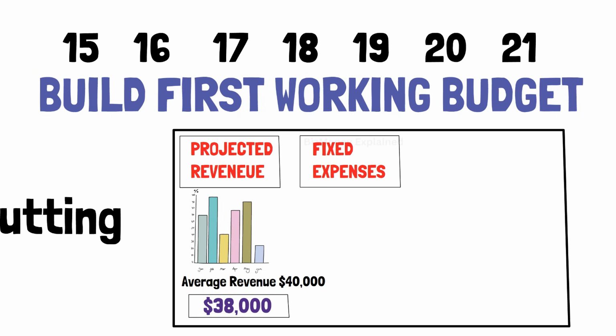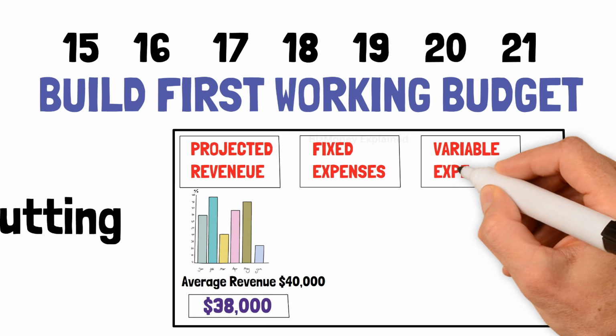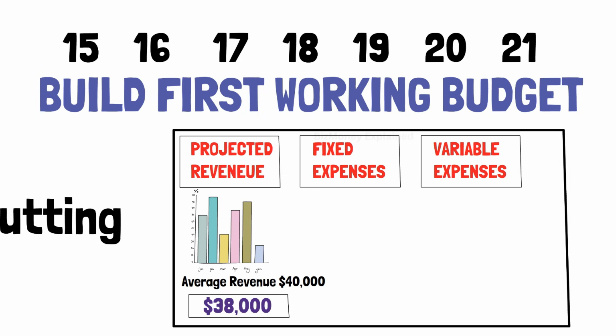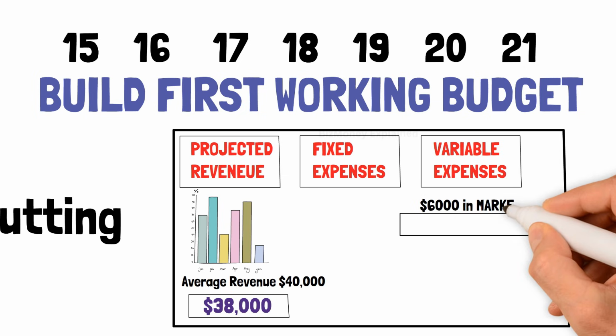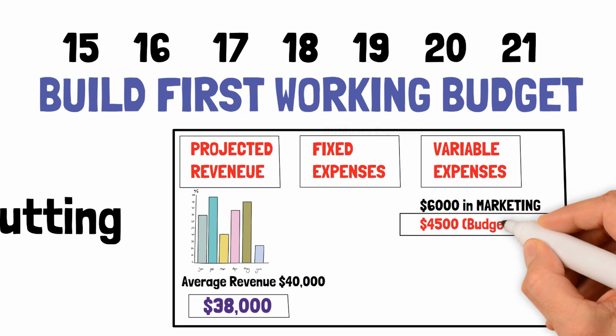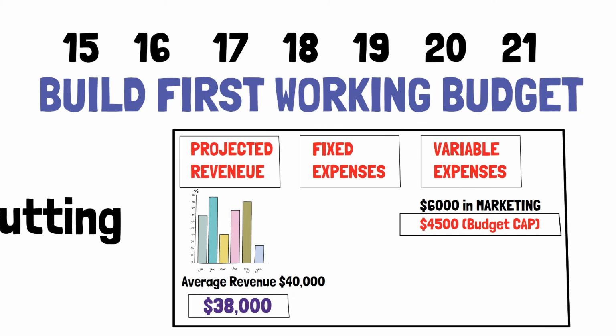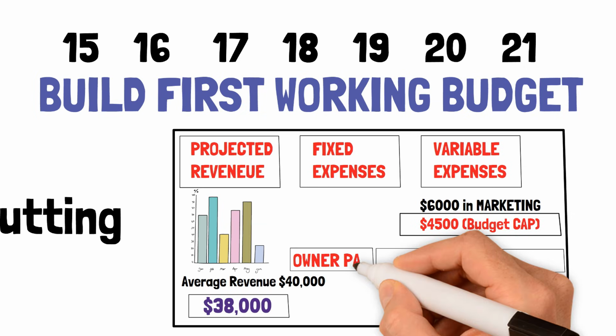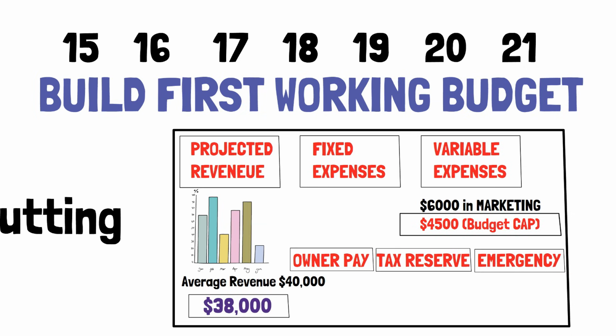Then assign controlled limits to variable expenses. For example, if you spent $6,000 on marketing last month without tracking return, you may set a budget cap of $4,500 while measuring performance more closely. This step forces discipline. Now include 3 critical lines most small businesses ignore: owner pay, tax reserve, and emergency fund. Owner pay should be treated like payroll, not leftover money.